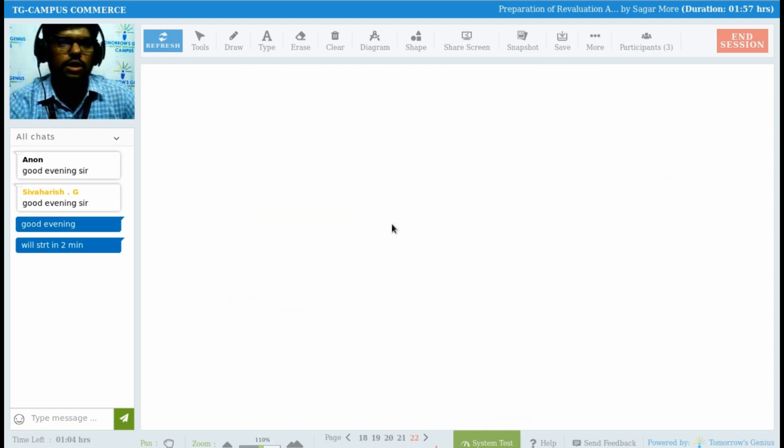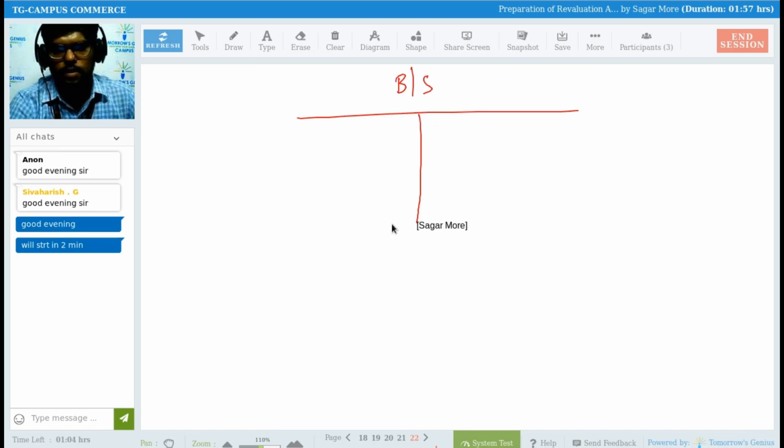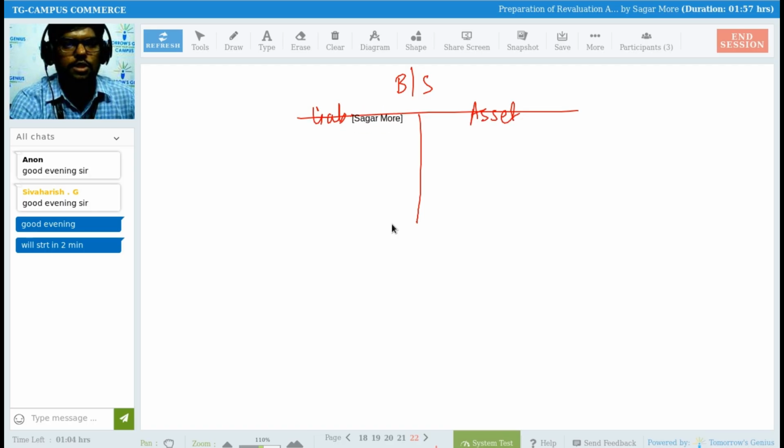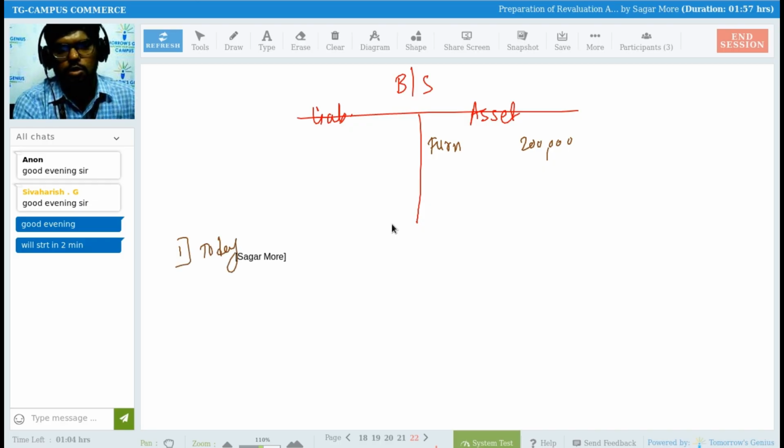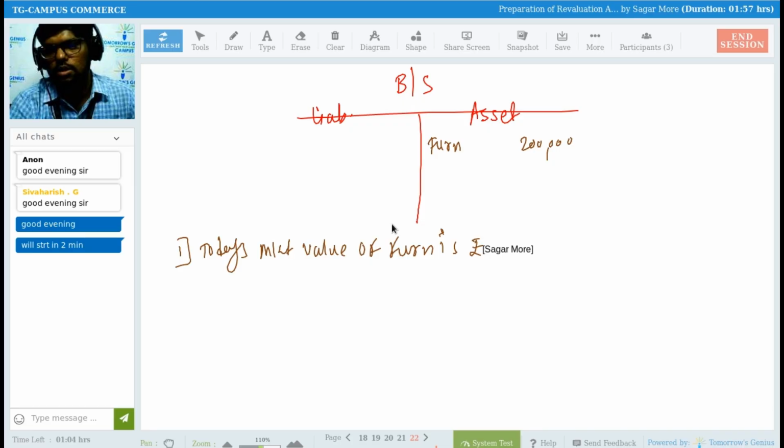If you understood this concept, then please tell me the journal entry for this, right? I'm writing here. See, the balance sheet is given to me. Assets and liabilities are provided. So first of all, furniture is given. Furniture value as per the balance sheet is 2 lakh. And in the adjustment, it is given that today's market value of furniture is rupees 1,80,000. Right? It is given in the question.